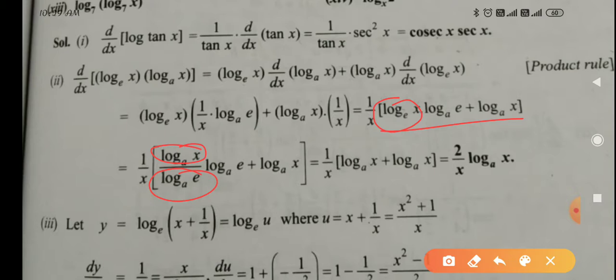What is the benefit with this? You can cancel this: log e to the base a cancels with log e to the base a. Now what will remain? 1 upon x outside, log x to the base a, log x to the base a, so 2 log x to the base a. So the final answer is 2 log x to the base a upon x. This is the final answer. So wherever simplification is possible, you have to simplify. Keep this in mind.